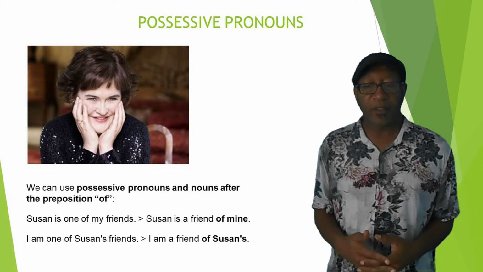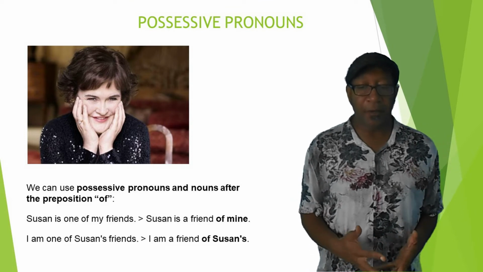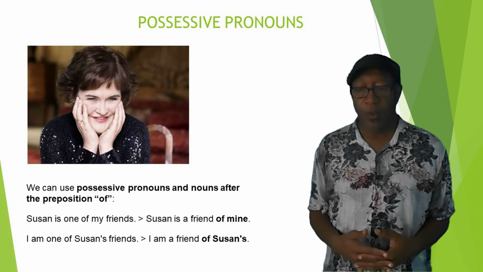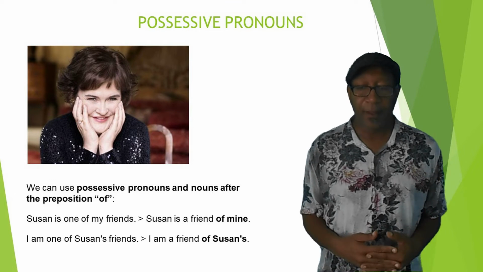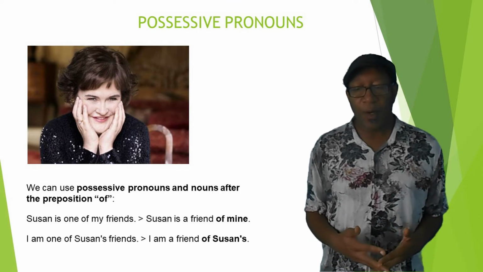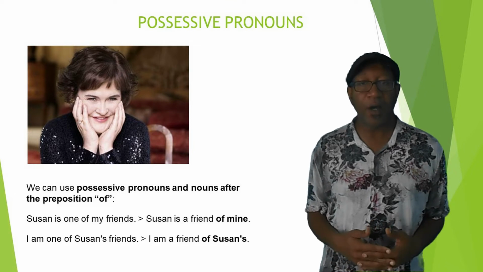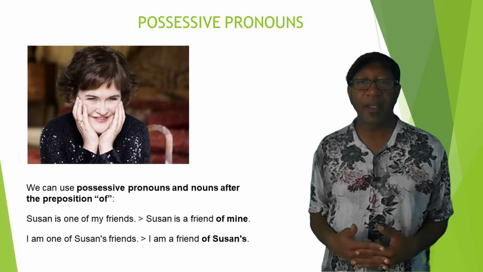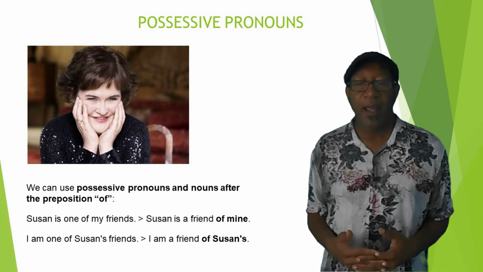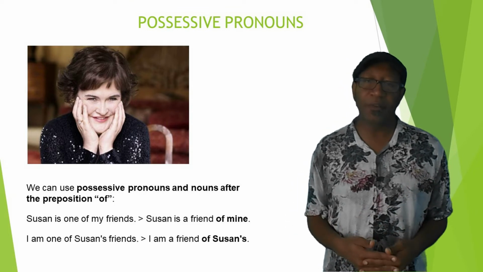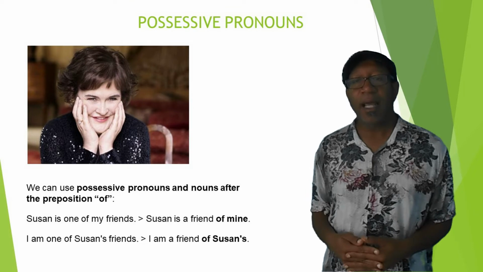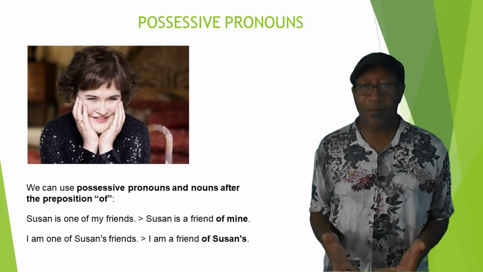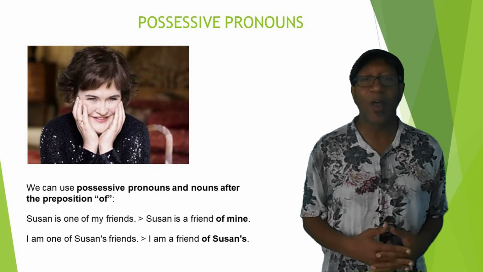We can use possessive pronouns and nouns after the preposition of. We have some examples here. Susan is one of my friends, so Susan is a friend of mine. You can also say I'm one of Susan's friends, I'm a friend of Susan's. In this case it is what you call the possessive case, the genitive case, when you use apostrophe S. In the image we have the singer Susan Boyle, who won an award for singing and shocked everybody because people didn't know she sang so well.